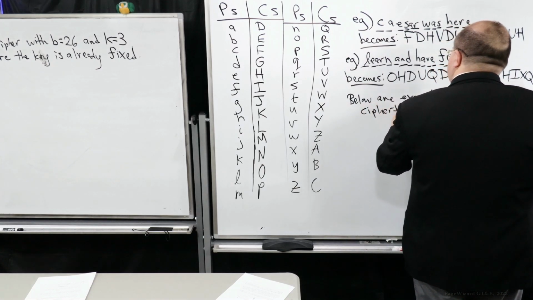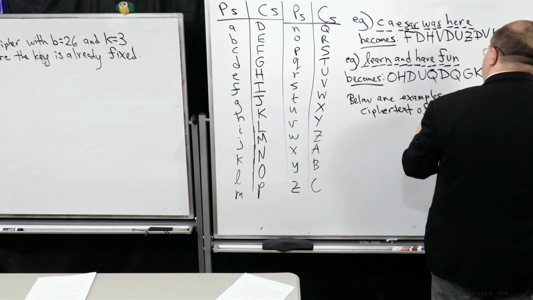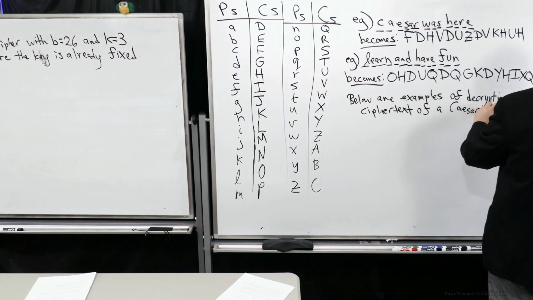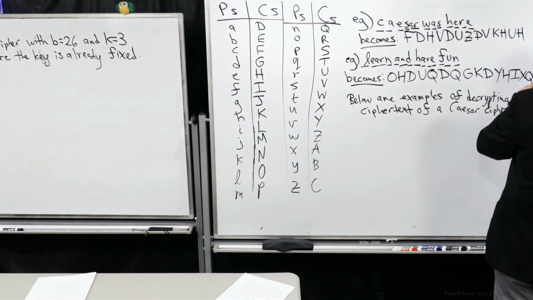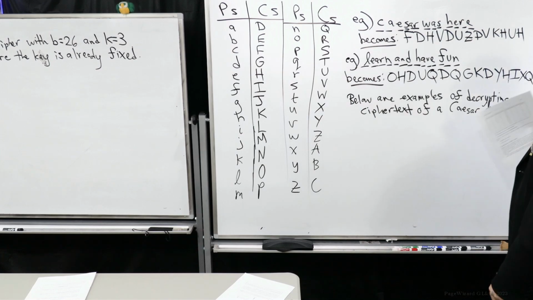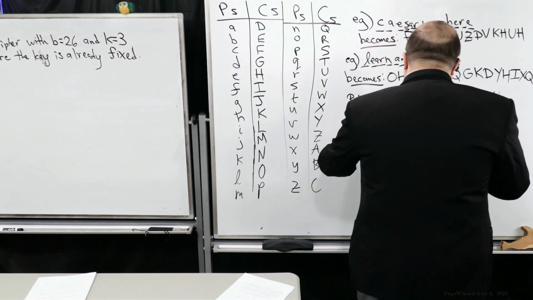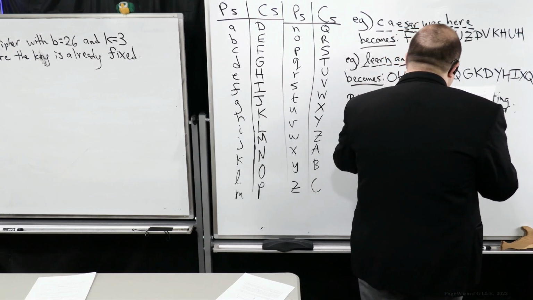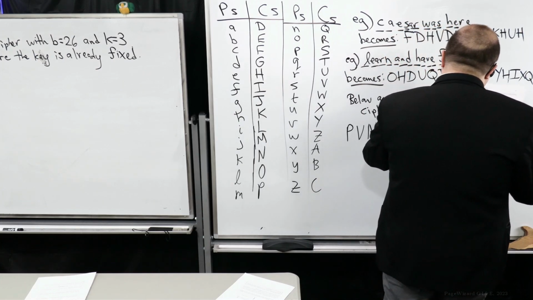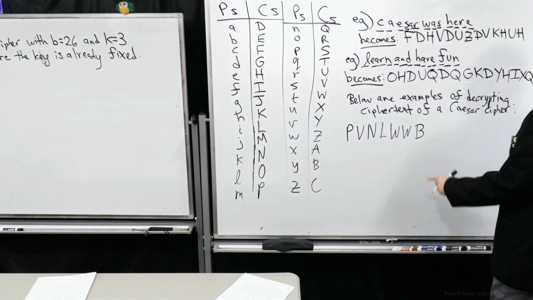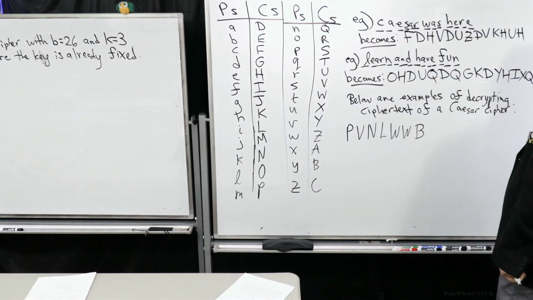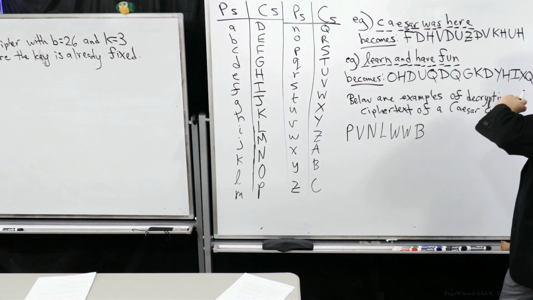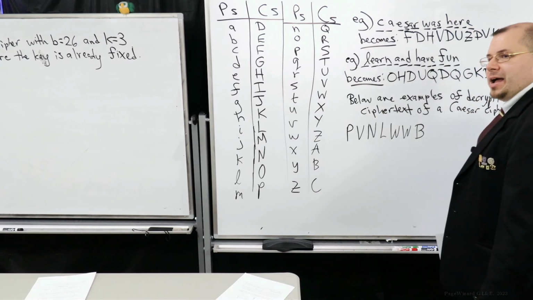So below are examples of decrypting ciphertext of a Caesar cipher. So let's go through some messages. Let's see what we get. So we got P, V, N, L, W, W, B. Let's go through symbol by symbol. Let's use the Caesar cipher deciphering approach here. So I'm going to shift back all of them by 3.